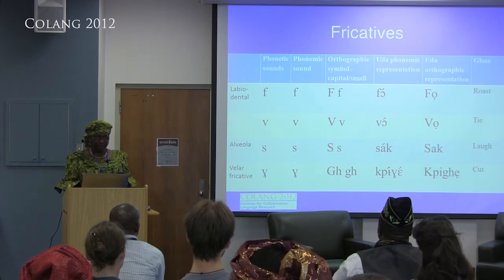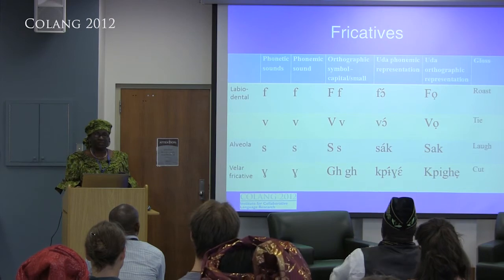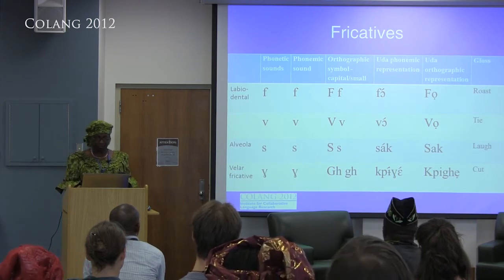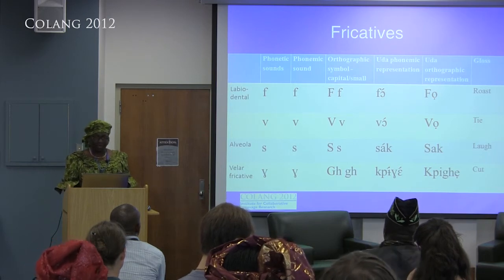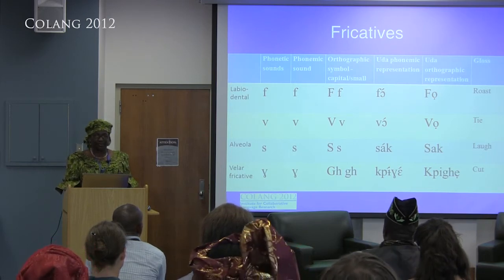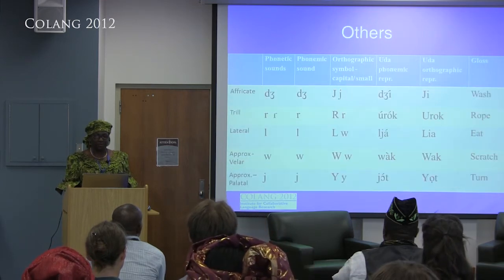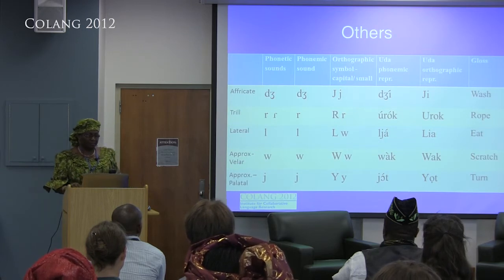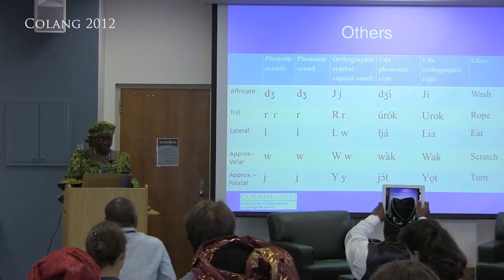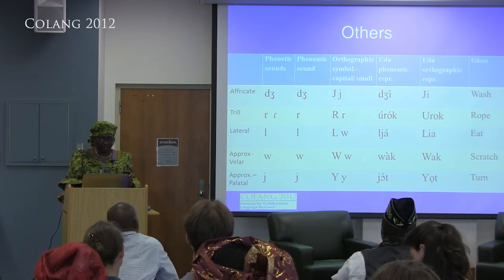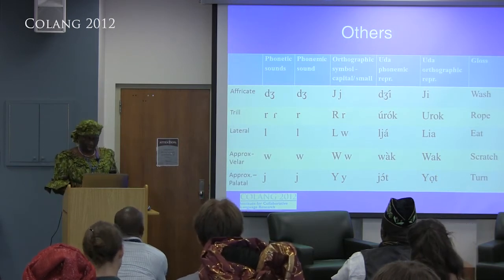And then here we have the fricatives. The velar fricative is particularly interesting. As Paul said, we thought we should give it a symbol because it's everywhere in the language. We're not too sure whether it is, we believe it's a phoneme, but we couldn't find it in initial position. Maybe we need more data. And then we have others like the affricate, the trill, the lateral, the approximant, and the palatal sounds, which we represent with the symbols that you see there.